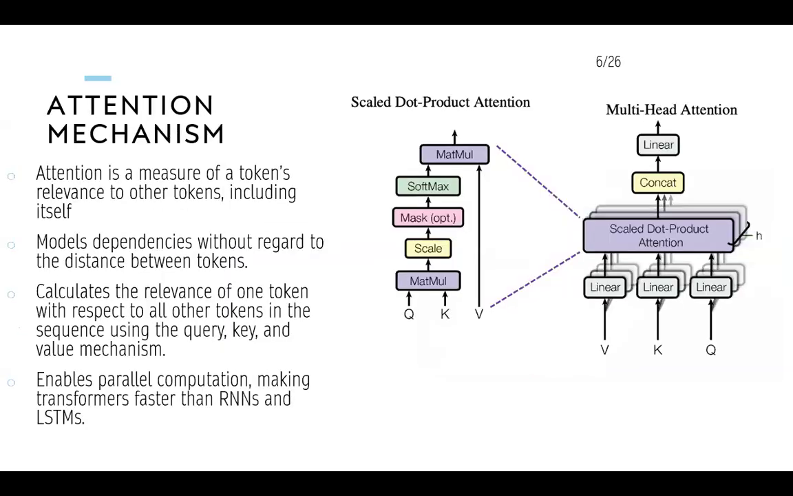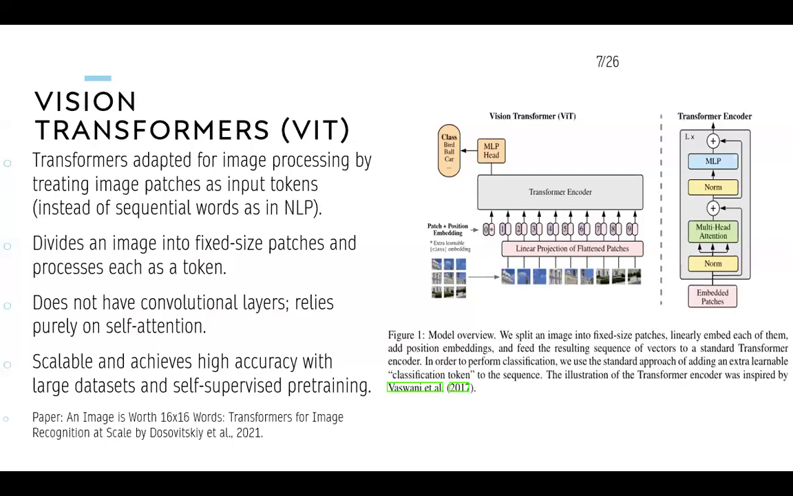So next up, we have attention mechanisms. I've mentioned attention a bit in this talk, but what exactly is attention? Attention is a measure of a token's relevance to other tokens, including itself. So the model captures dependencies without regard to the distance between tokens, and it calculates the relevance of one token with respect to all other tokens of the sequence using the query, key, and value mechanism. Essentially, this also helps give different parts of the sentence different contexts. A key aspect of all this is retaining the context when it goes through these encoder-decoder models. Now I'm going to go on to vision transformers.